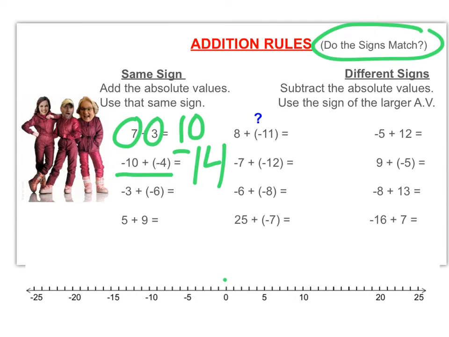Now here's some examples of what it looks like on a number line. Here's the first one. If I had 7, that would be like this. And then I add 3 positives to it. We get over to +10. Here's the second problem. I have -10. I add to it a -4. And we end up over here at -14. See, they're on the same team, so they're headed the same direction.